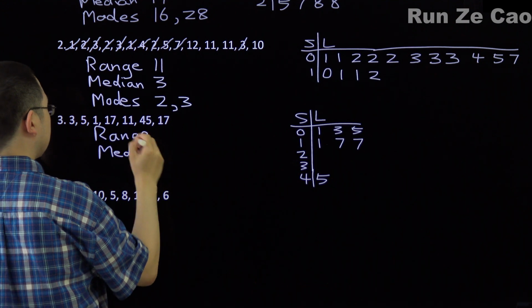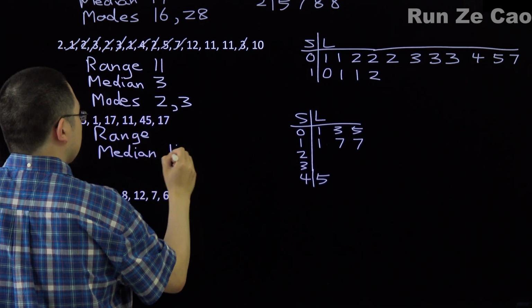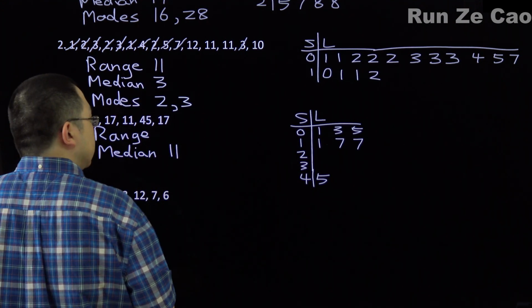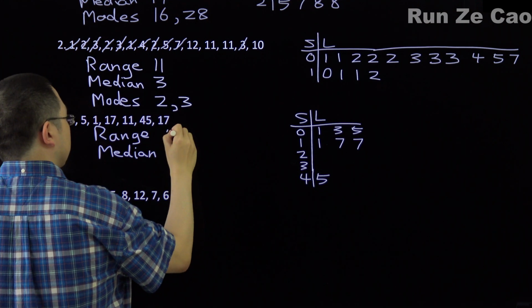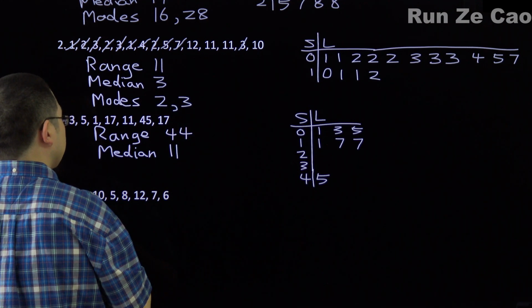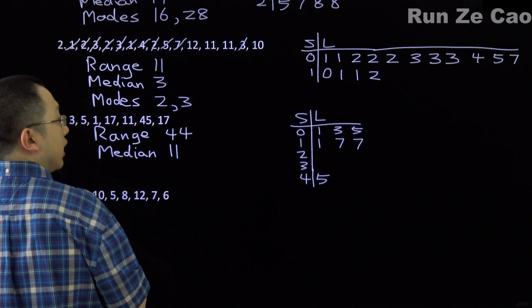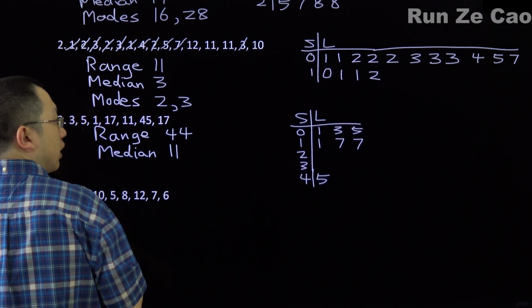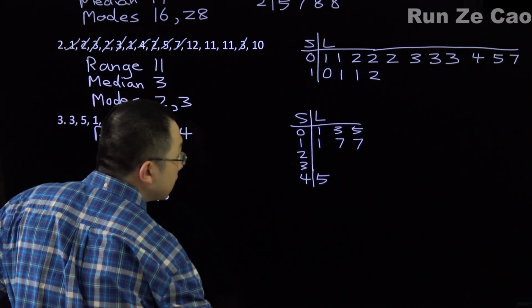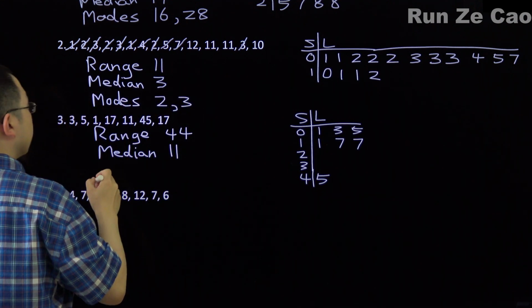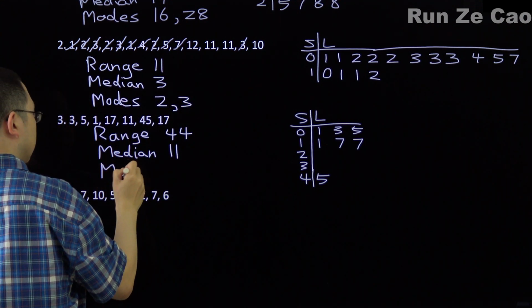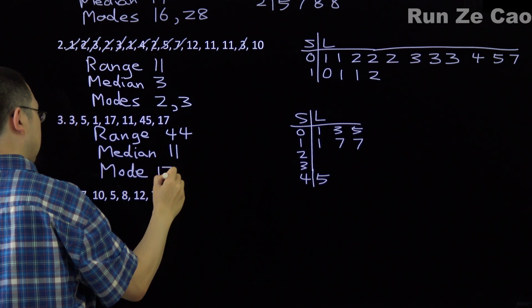Because we've used this order so far, we'll keep to it. So the range is from 1 to 45, which is going to be 44 for just a numerical range. And the modes, are there multiple modes? No, there's 2 17s, and everything else there's only one of. So mode 17.